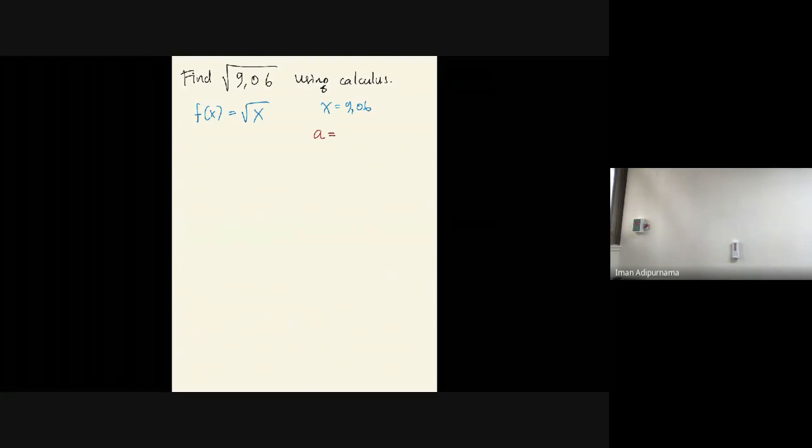We need to choose an a that we think is easy to take the square root of, close to 9.06. What number? Any idea? Okay, so what is a? 9. Okay, so a is 9 because it's easy to solve, the square root is 3, right?